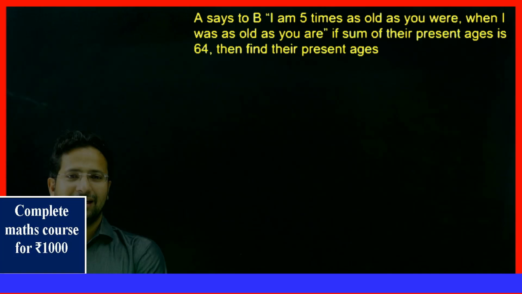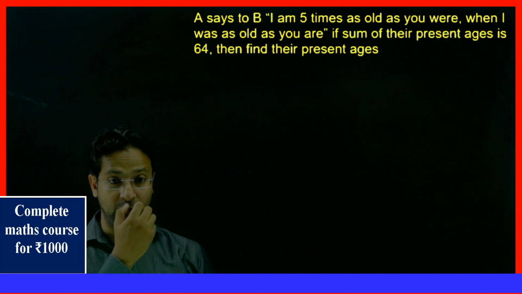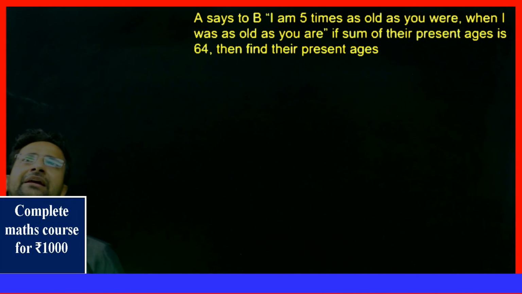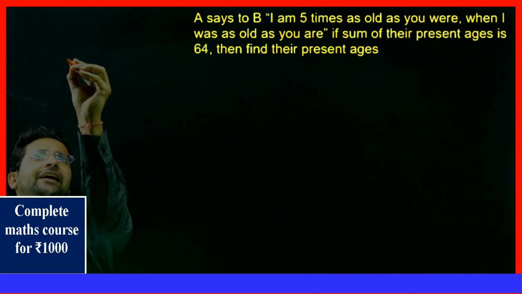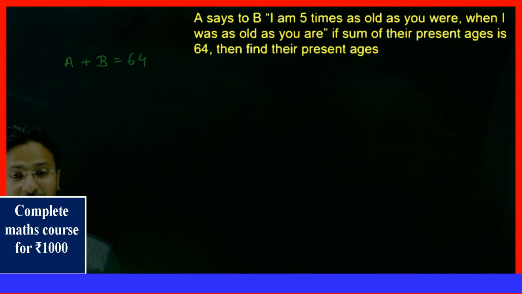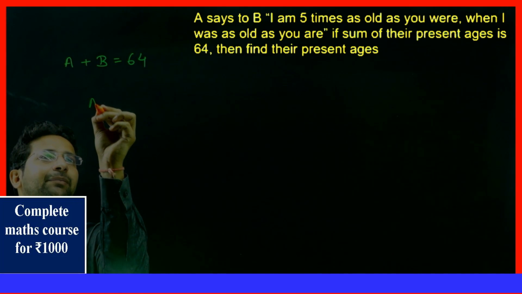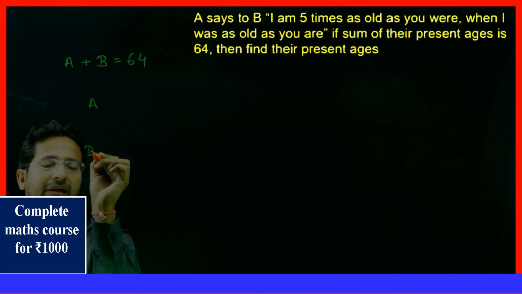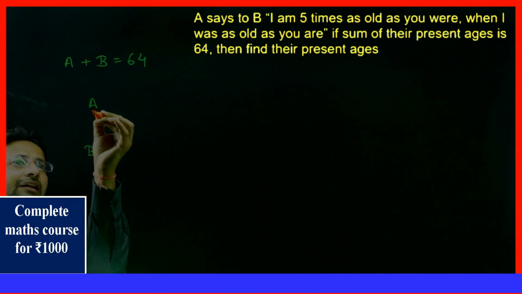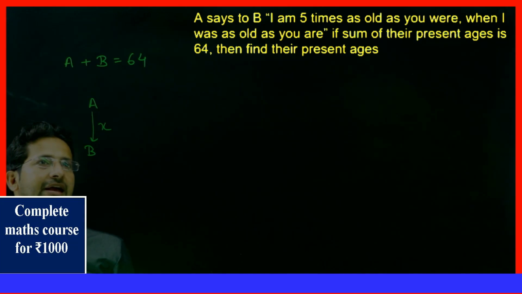See, A says to B, I'm 5 times as old as you were when I was as old as you are. If the sum of their present ages is 64, then find their present ages. See, A and B, let's say their ages are A and B only. So A plus B is given to us as 64. We will be using this later. Let's say A's age is A, B's age is B. Let's say the difference between them is X years.